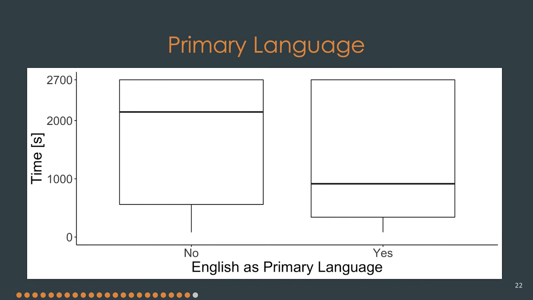Then here's the graph representing the difference between English as a primary language. We did find a significant difference between those who have primary English knowledge and those who don't. One problem with this is that we recorded primary English skill by asking them in the survey if they're primary English speakers.